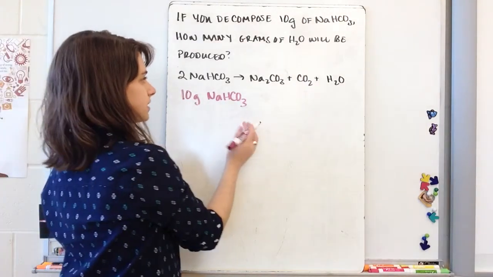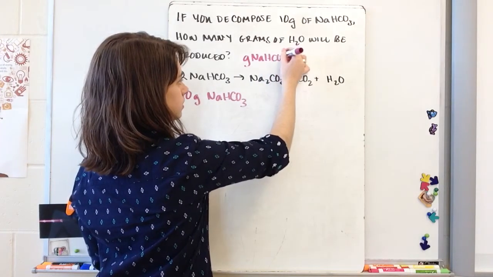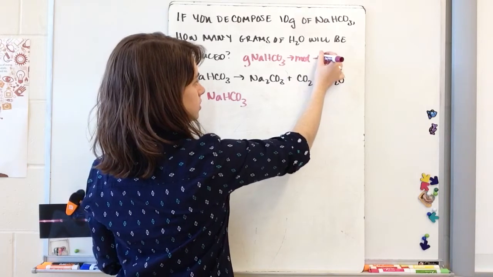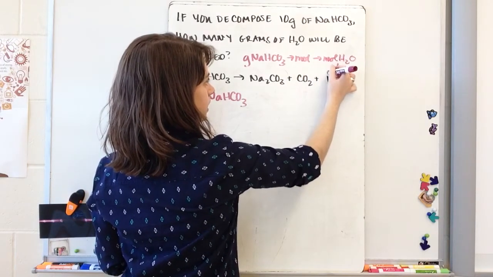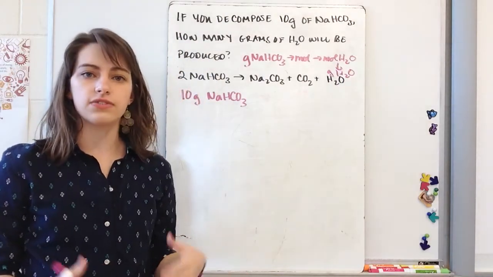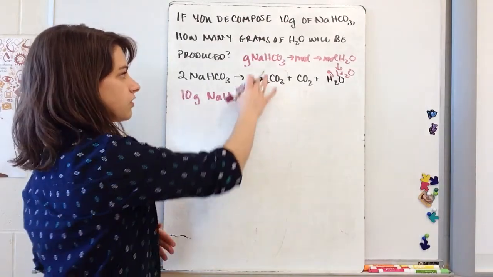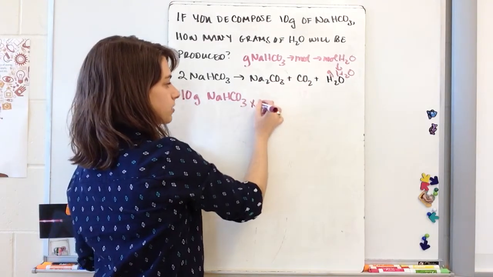So just to kind of map this out, we're going to go grams of NaHCO3 to moles of water, and then we're going to go to grams of water. So this problem is going to involve several steps, and we're going to do each step individually. So our first step is to go from grams of sodium bicarbonate to moles. And to do that, we need the molar mass.